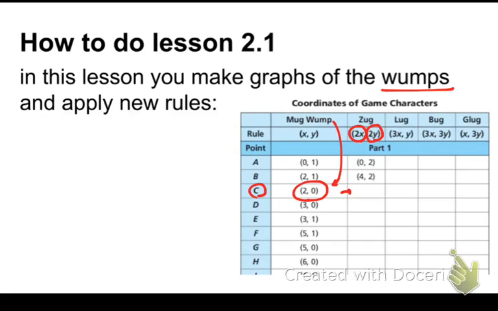So I end up getting, well, 2 times the x value gives me 4. And 2 times 0 is still going to be 0. And then if I use the same thing with Lug here, well, what's 3 times the x value? Well, 3 times 2 is going to be 6. I leave y alone. Okay? And so on. You're basically going to apply different sets of rules to these 5 characters, and then have to graph them.